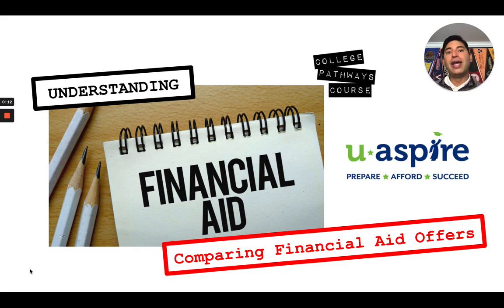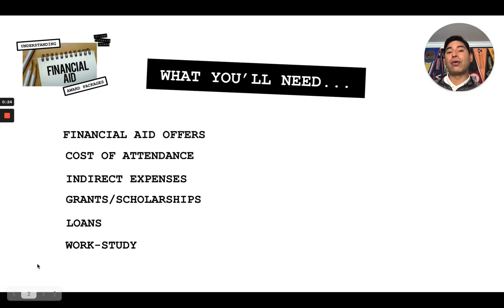Today we're going to be helping students and families understand their financial aid offers and how to compare those offers so that the student can make an informed college choice. We're going to do that through a new tool called the uAspire College Cost Calculator. What you're going to need to get started are the financial aid offers from each of the colleges that the student has been accepted to, and a base understanding of some key financial aid terms.